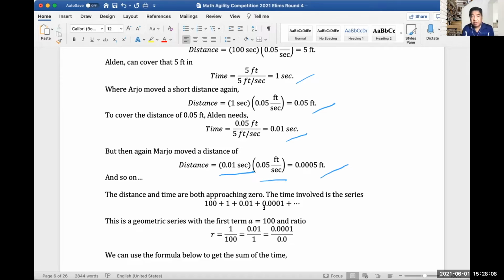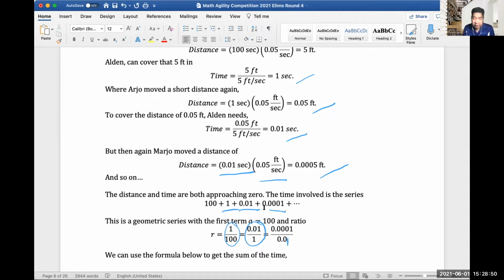So this would continue infinitely, and so on and so forth. So the distance and time are both approaching zero, as we can see, right? The time involved in the series is 100, and then 1.01 plus 0.0001. So that's the time we noticed from the computations we did for Alden. And this is actually a geometric series if we take the ratio of 1 over 100, and then 0.01 to 1, and this value here to 0.01.